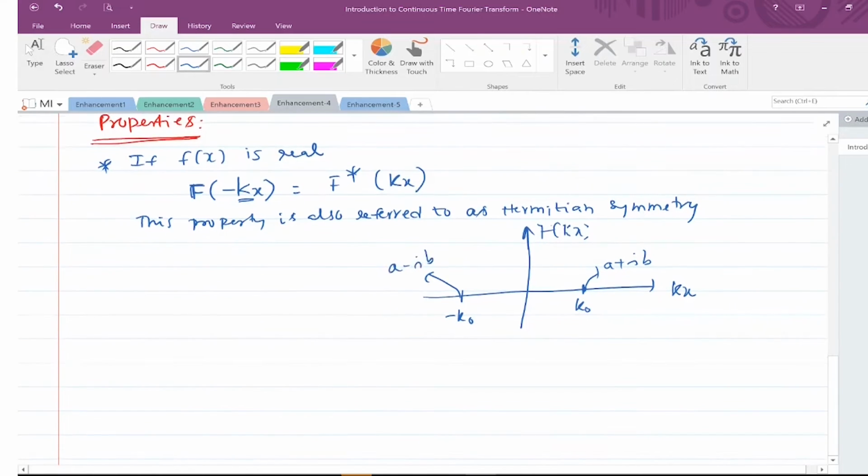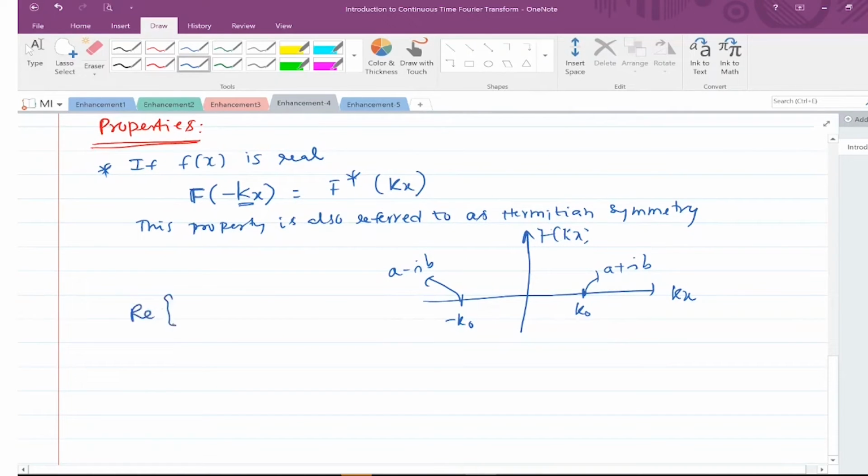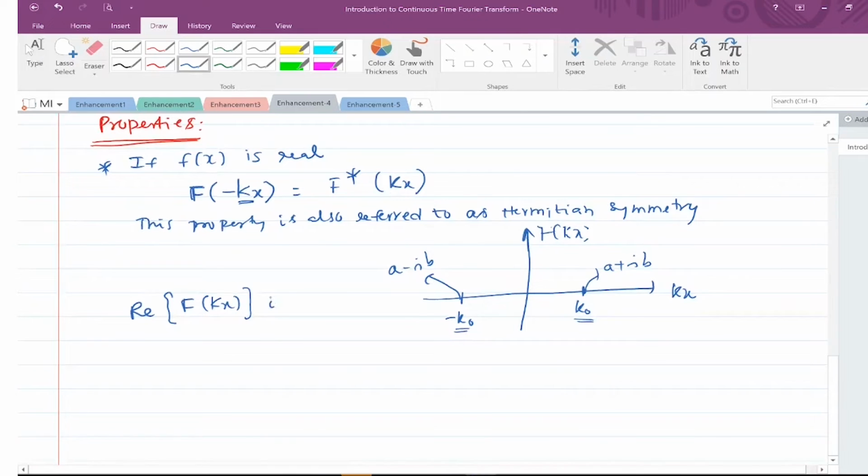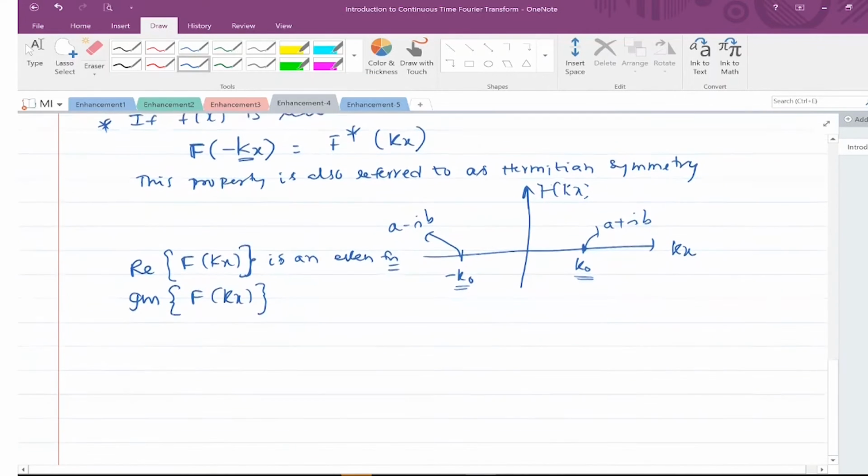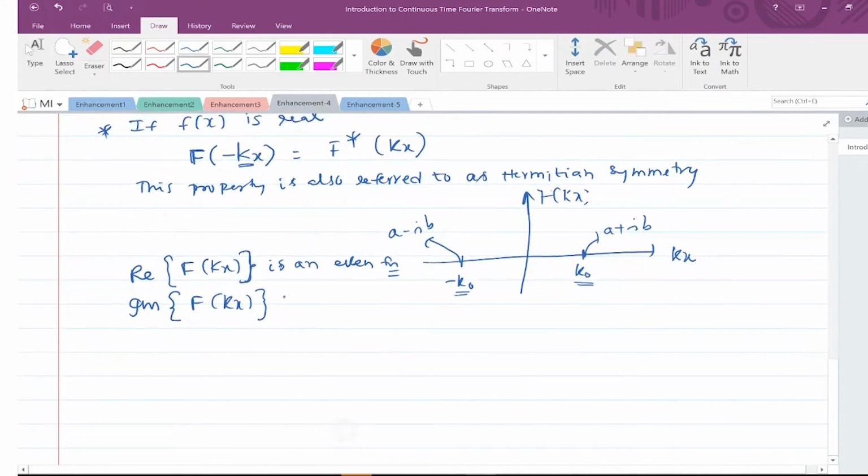So what can I say also then? The real part of f of kx is the same at k0 and minus k0. So this is an even function, is it not? Now, when it comes to the imaginary part, this is equivalent to an odd function, f of minus x equal to minus f of x. So the imaginary part of f of kx is an odd function. We are just stating the above Hermitian symmetry property slightly differently.